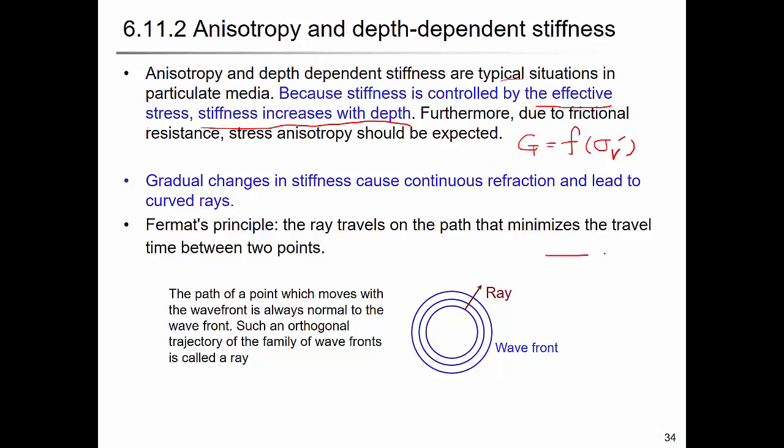So the stiffness in Z may increase linearly, or it could increase non-linearly like this. A gradual change in stiffness causes continuous reflection and leads to a curved ray. And Fermat's principle: the ray travels on the path that minimizes the travel time between two points.